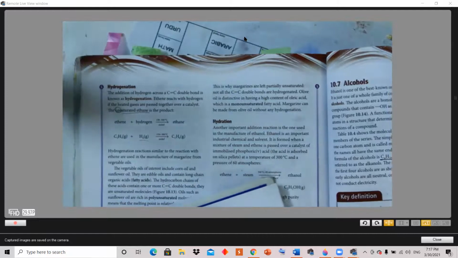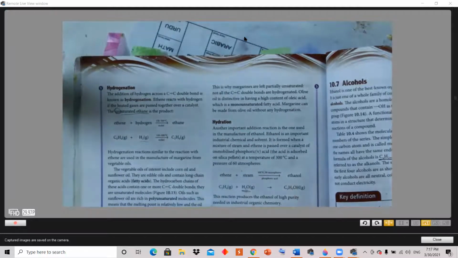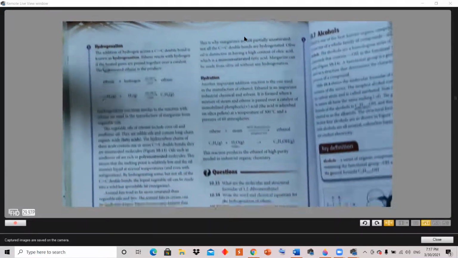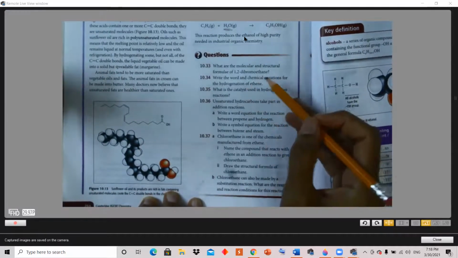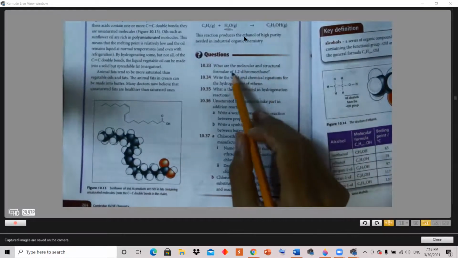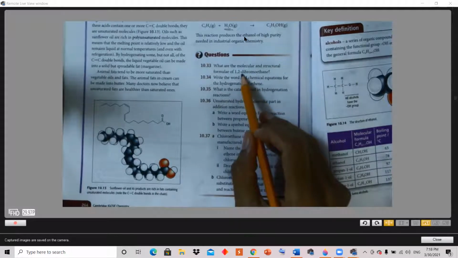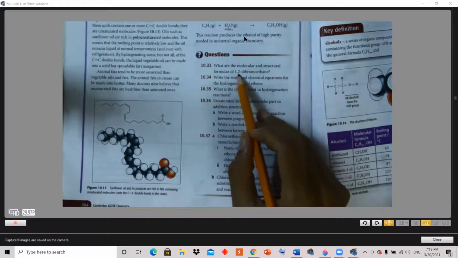So that is that. Let's move on to alcohols. But before moving on to the alcohols, let's go through these questions real quick. What are the molecular and structural formulae of 1,2-dibromoethane? We discussed it, right?